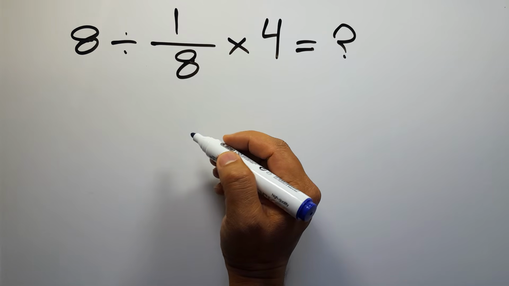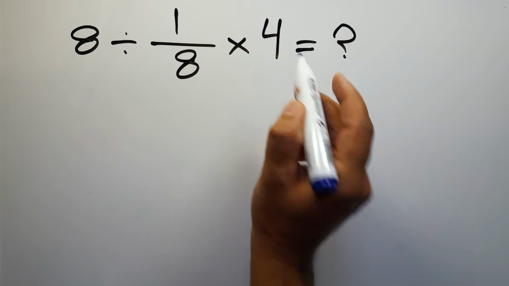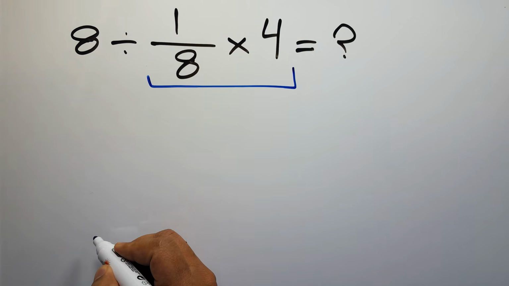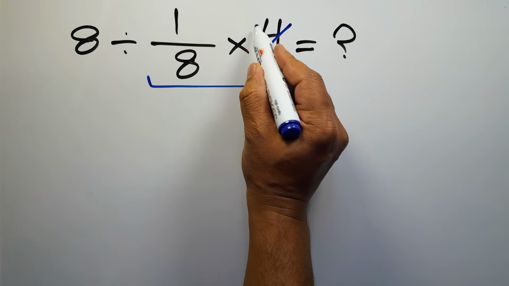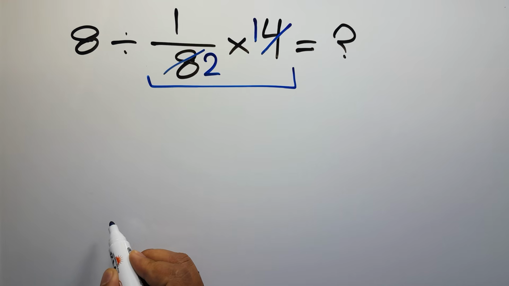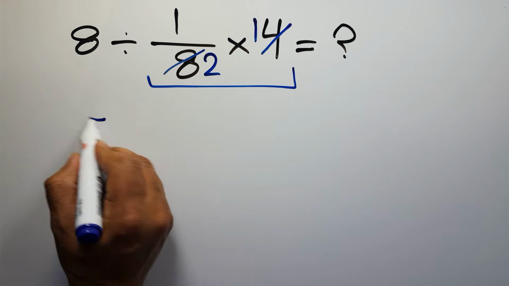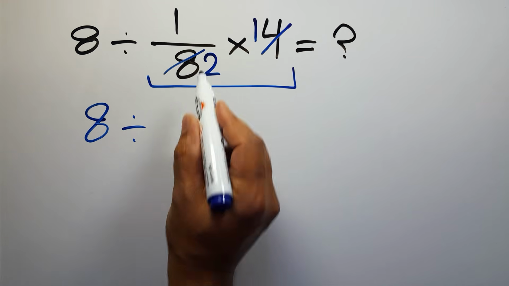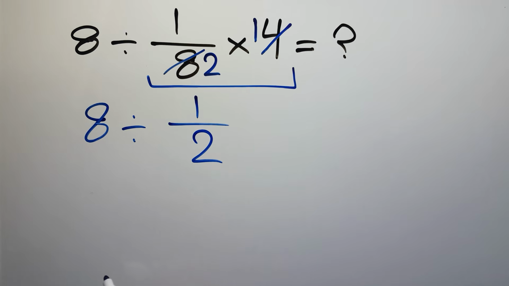First we do this multiplication. 1 over 8 times 4. 4 divided by 4 gives us 1 and 8 divided by 4 equals 2. So we have 8 divided by 1 over 2.